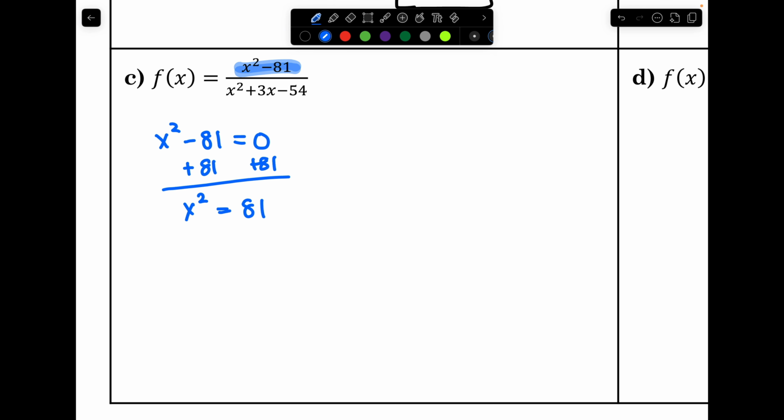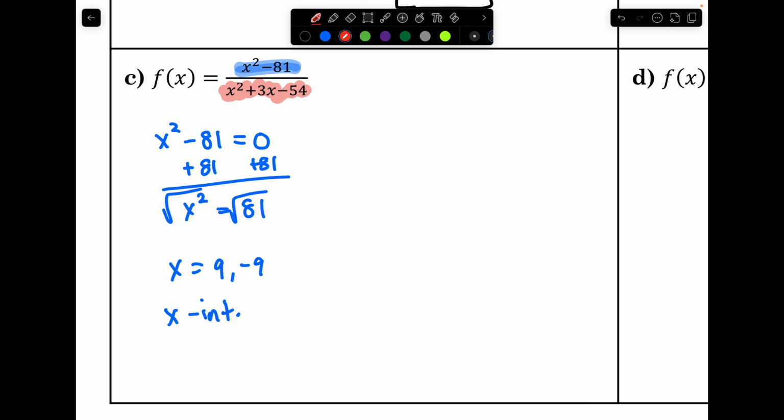And now to get rid of the square, we're going to take the square root. So the inverse operation would be this. So we get that x equals both a positive and negative 9. Since we're taking the square root, I have to consider both the positive and negative value of the square root of 81, which is 9. So positive and negative 9. Now, again, these would be our x-intercepts, assuming again that these numbers are not a value that gets excluded from the domain. So now let's focus on the domain here.